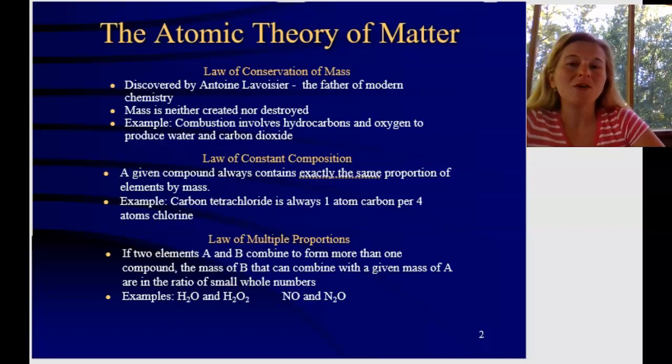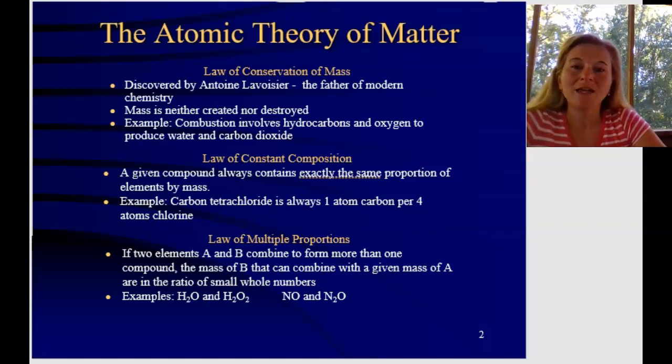Our example here on this slide is carbon tetrachloride. No matter where we look at carbon tetrachloride on the earth or in history, it will be 1 atom of carbon to 4 atoms of chlorine. That is carbon tetrachloride. It's nice to kind of have something that's constant in the world, right?